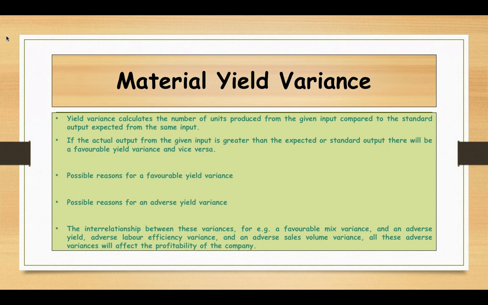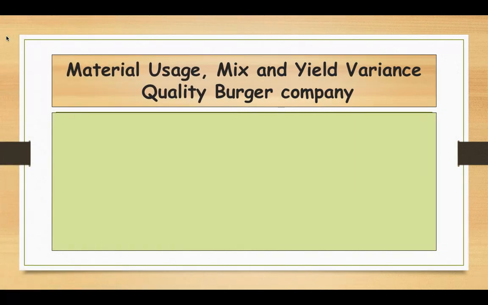The opposite might happen if they use a good quality material mix. Then they might end up getting an adverse mix variance, favorable yield variance, favorable sales volume variance, and happy customers. We are going to see how to calculate the usage variance, mix variance, and the yield variance. The usage variance is not a stranger to us, as we have seen in part 2 of our standard costing and variance analysis, but we'll see here as well.